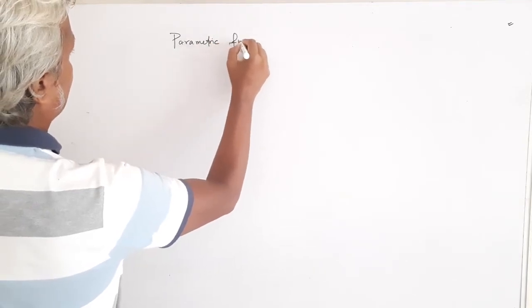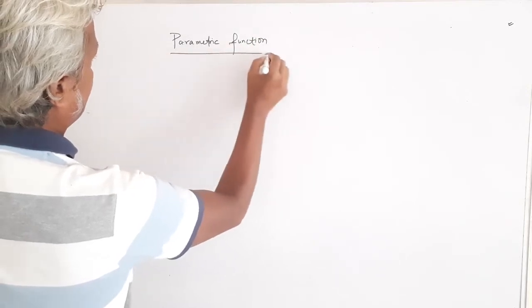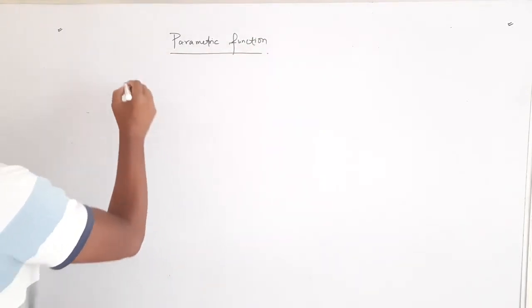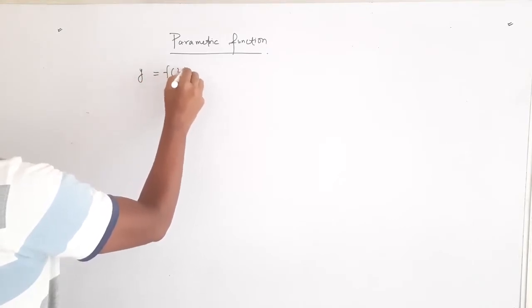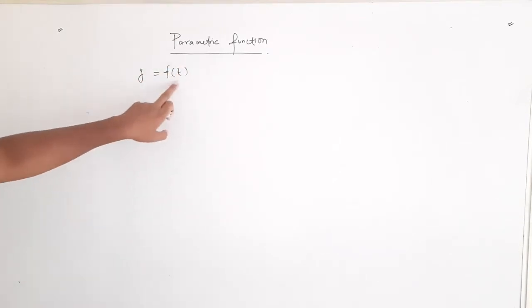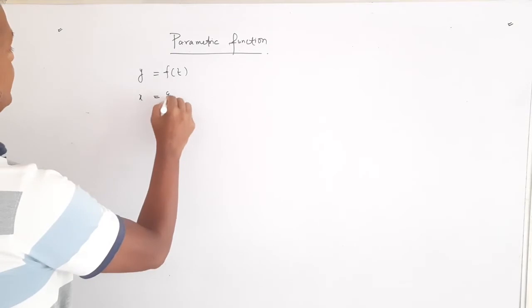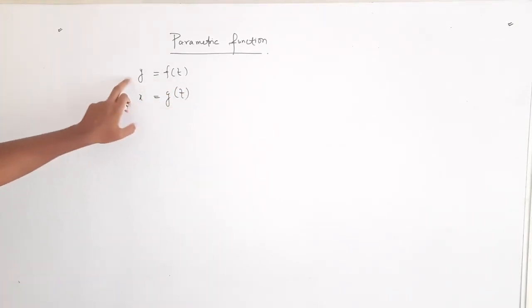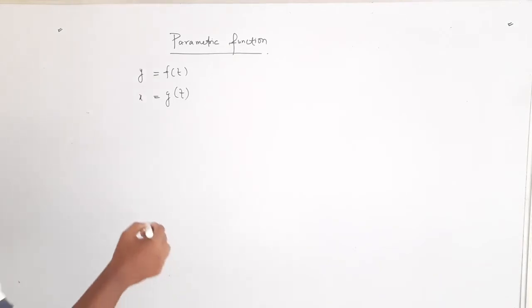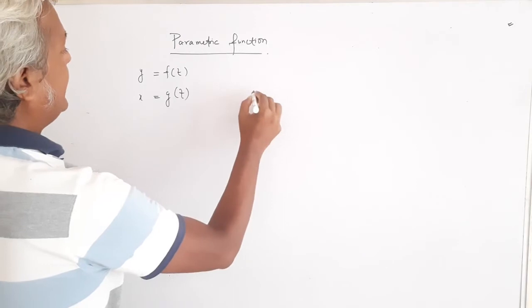Parametric function. Now what does it mean? It means the function y is f(t), means y is a function of t, means t is the parameter, and x is a function of t also, another function of t. So x is g(t) and y is f(t). Now we have to find dy by dx.